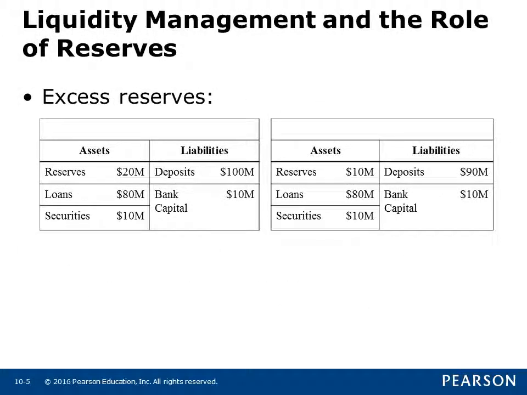Here we have an example of excess reserves. Suppose a bank's required reserve ratio is 10%. The bank on the right is meeting that required reserve at just 10%, whereas the bank on the left is at 20% reserves, meaning they have an excess. If a bank has excess reserves, a deposit outflow does not necessitate changes in the other parts of the balance sheet.